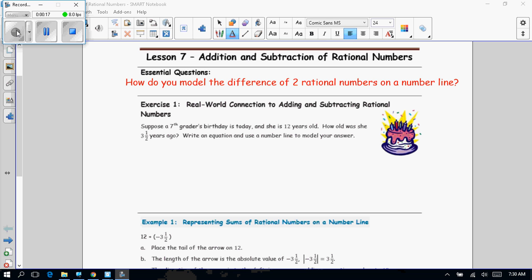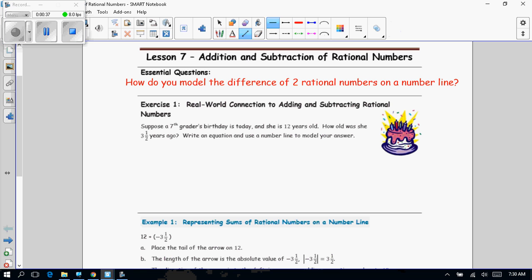All right, so the very first thing here says that we have a real-world connection to adding and subtracting rational numbers. And it says, suppose a 7th grader's birthday is today and she is 12 years old. How old was she 3.5 years ago? Write an equation and use a number line to model your answer.